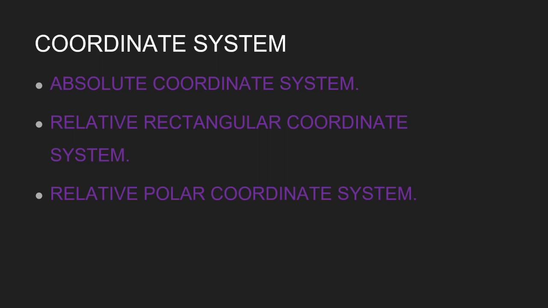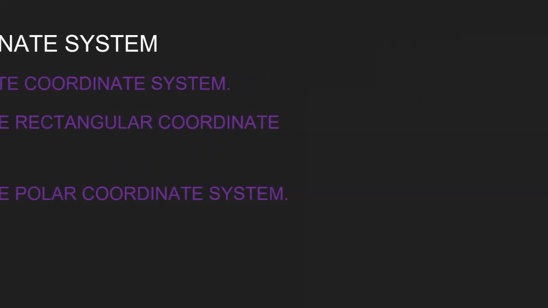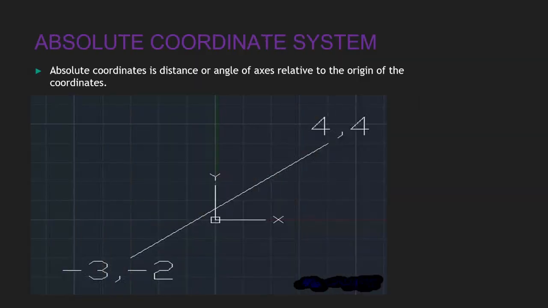So when we come to AutoCAD basics, we have already seen the basic aspects. Now we come to the coordinate system. Every design software or analysis software works on this coordinate system only. Here we have three types of coordinate system: one is absolute coordinate system, second is relative rectangular coordinate system, and third is relative polar coordinate system.